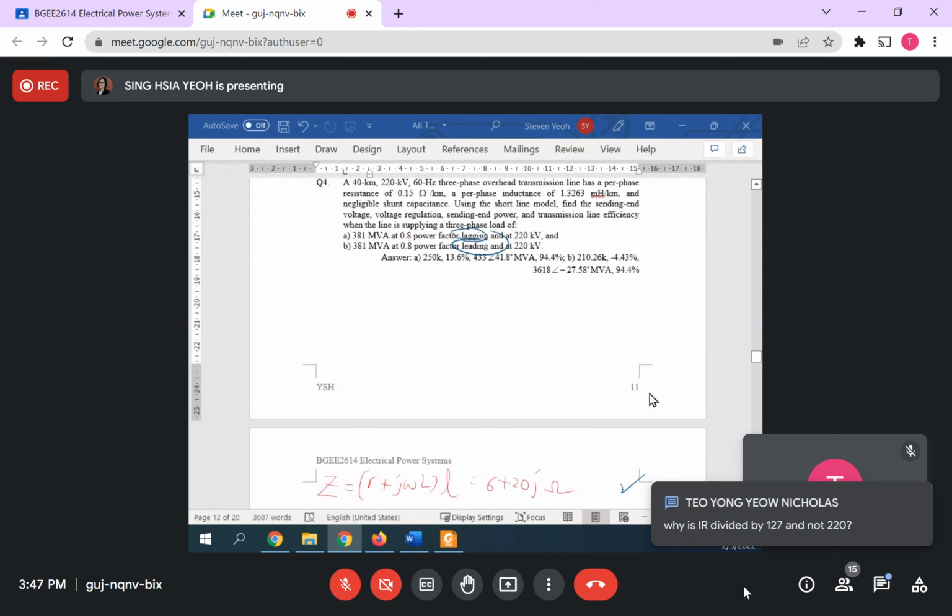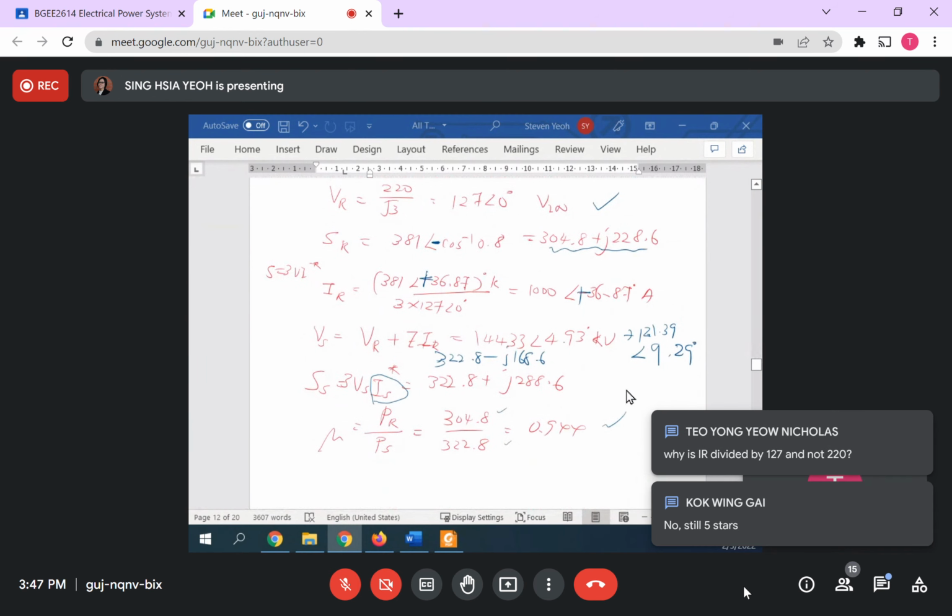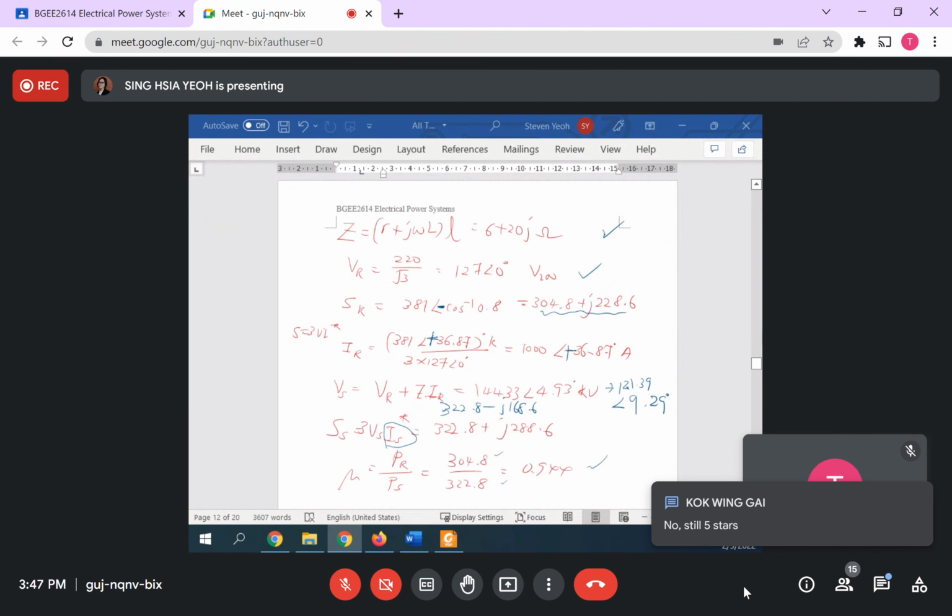4A answer and 4B answer is the same. It's the 4A answer in red and 4B answer, IR is VR divided by 127. IR uses 127 and not 220, because they use these equations with line to neutral. If you use line 220, then you do not need to times with 3. I think it will be root 3. Yeah, there is a formula.